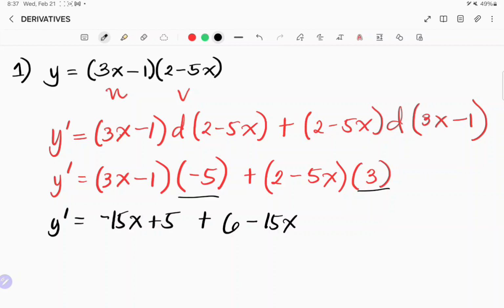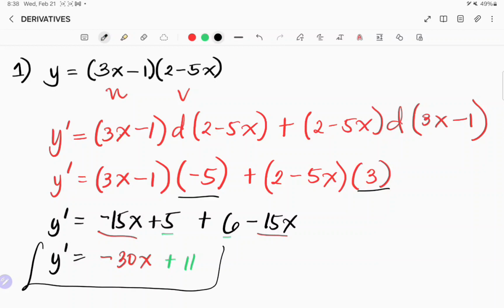Okay, so we have to combine these similar terms. Y prime is negative 15 and negative 15 is negative 30x. And then we have 5 and 6 is positive 11. So the derivative is negative 30x plus 11.